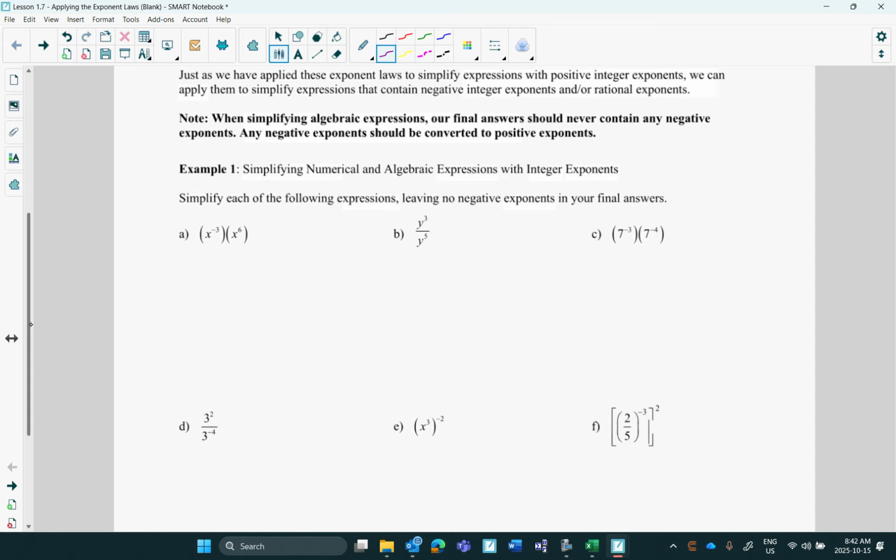What do I do with the exponents here? Add them. So it's going to be x to the -3 plus 6. What is -3 plus 6? All right. 3. No negative exponents in my answer. We're done. Not too bad.